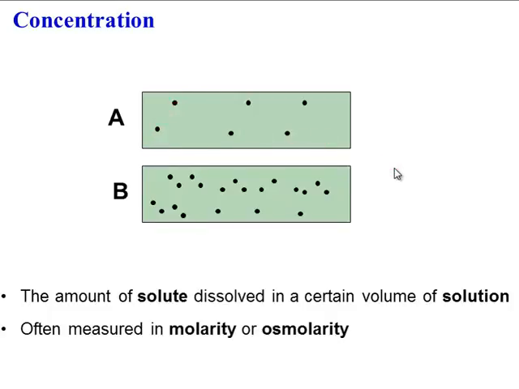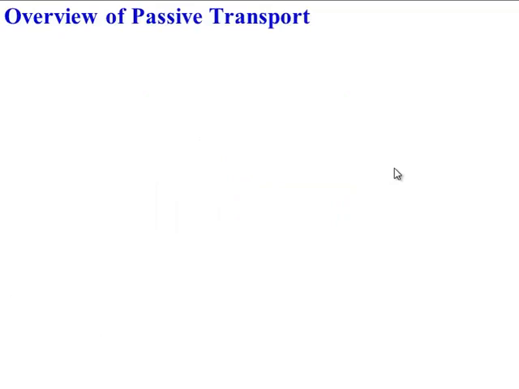So we're going to define concentration as the amount of solute dissolved in a particular volume of solution. And concentration is often measured in molarity or osmolarity. And as we study passive transport and osmosis, you're going to see those terms pop up. So let's take an overview look at passive transport.